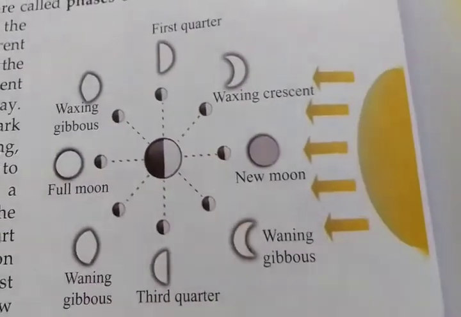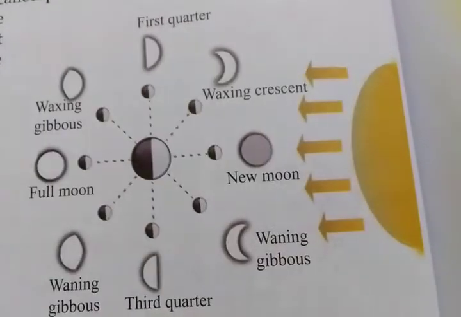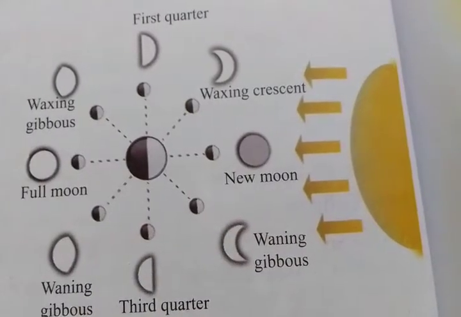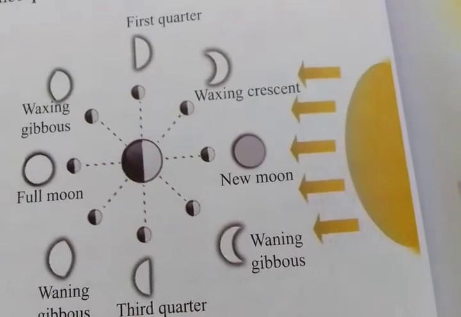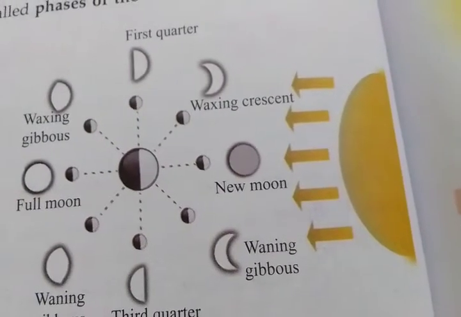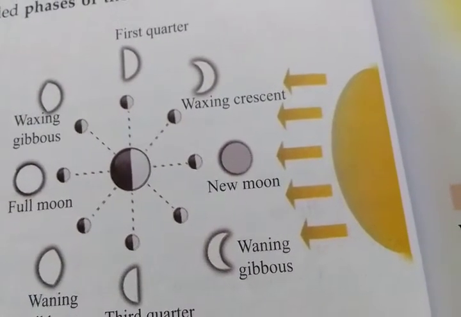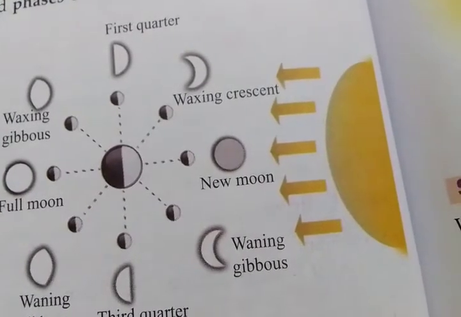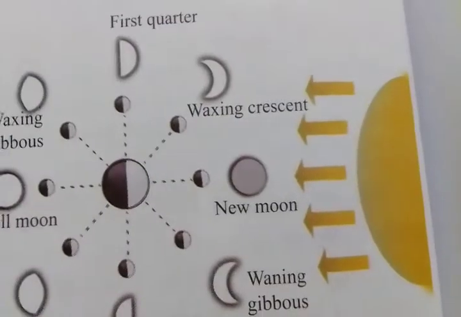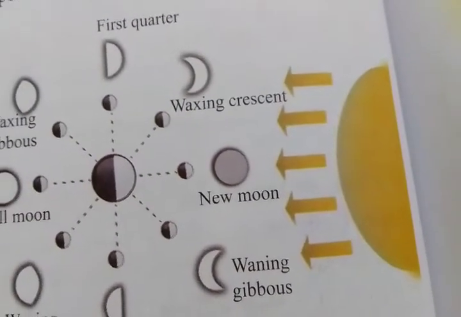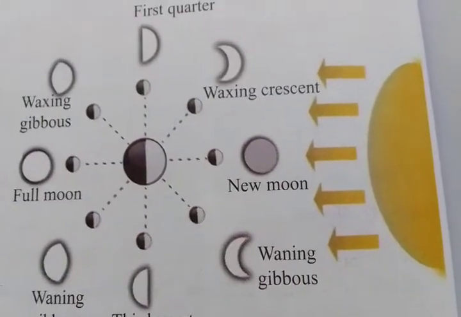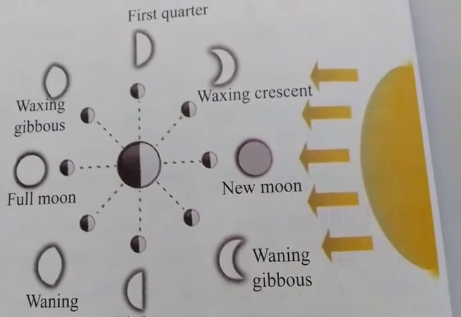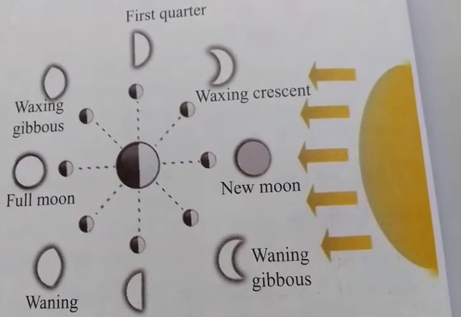Now the phases of the Moon. Every day the Moon looks different when viewed from the Earth. The different appearances of the Moon are called as phases of the Moon. As the Moon reflects the light of the Sun and the Moon orbits the Earth, different parts of Moon get light from the Sun, and hence we see different shapes of the Moon every day.